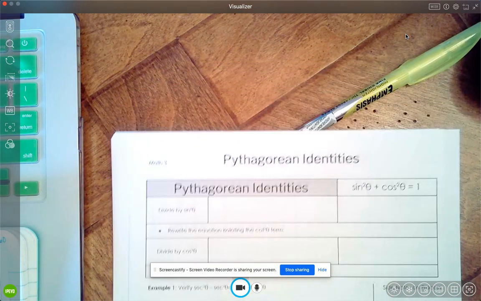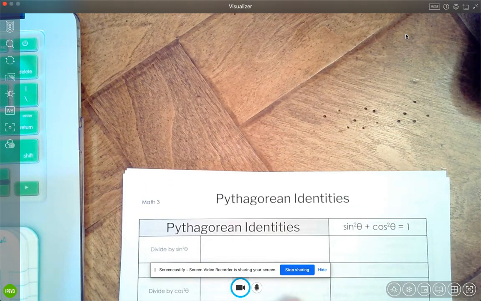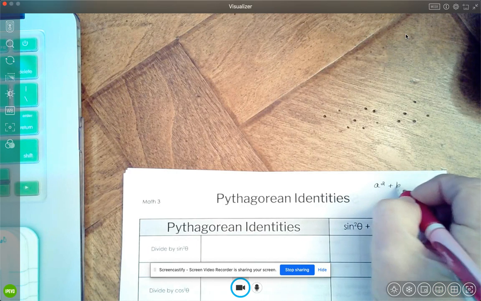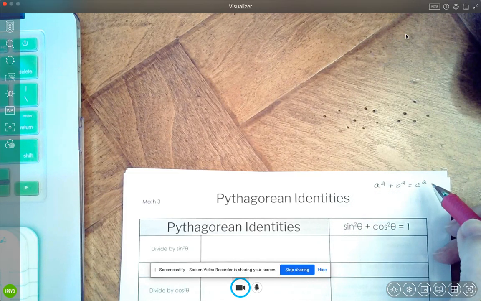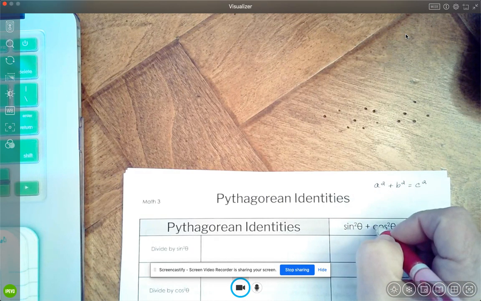And now I want to go over here to the Pythagorean identities. And we know the Pythagorean theorem is a squared plus b squared is equal to c squared. And c squared is the hypotenuse. Well, what we've been looking at on a unit circle is the sine of an angle, the cosine of an angle, and then we know that it's a unit circle. So the hypotenuse, the radius, has always been 1. So that's where this comes from.